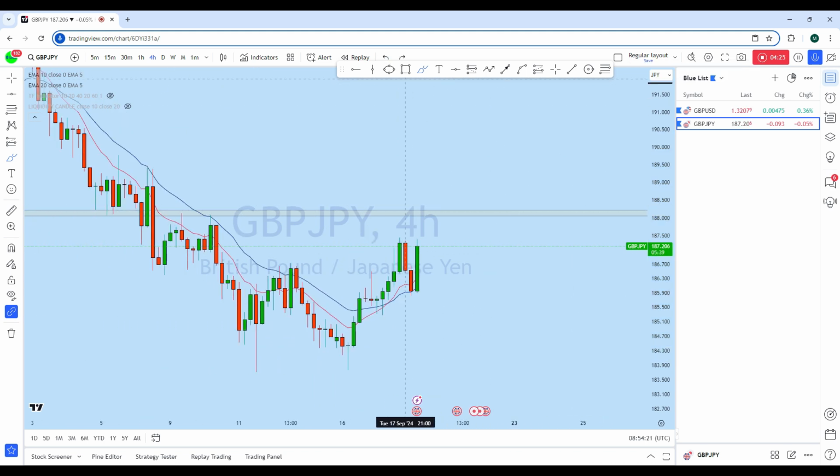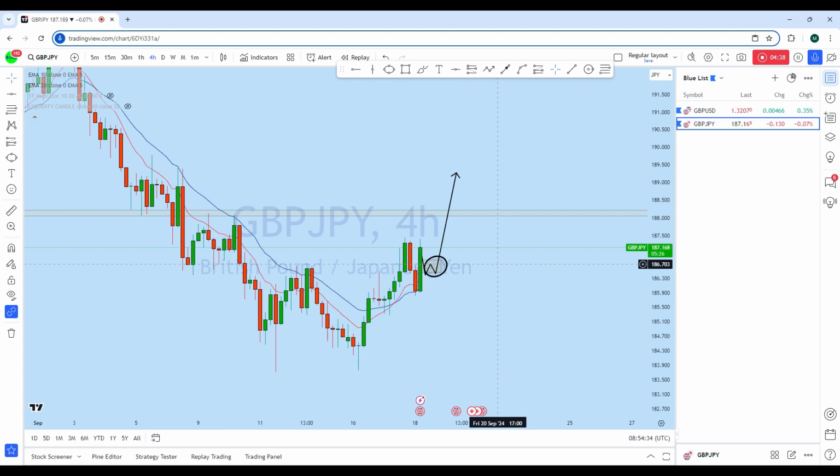We will be waiting for GBPJPY for a potential pullback and expecting a trend continuation. With the candle close, we will be waiting for a suitable entry opportunity. If we see price action confirmation, we will be looking for going long on GBPJPY with a high probability trade setup.